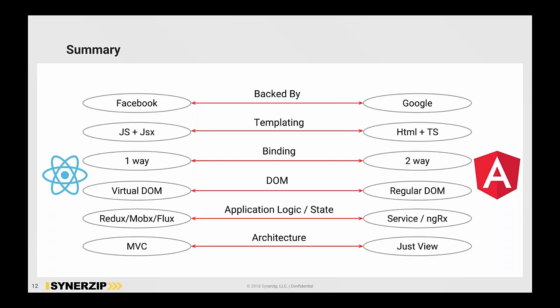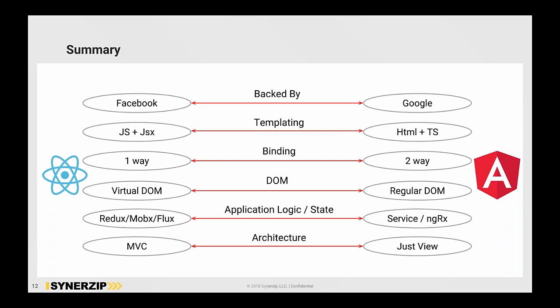For templating purposes, React uses JavaScript and JSX. JSX is nothing but a combination of XML and JavaScript inside JavaScript itself, so that you can use HTML inside JavaScript. For templating, Angular simply uses HTML and TS, which everyone knows. TS is TypeScript. For binding purposes, React only has one-way data binding, but in Angular, you can have both one-way and two-way data binding together.